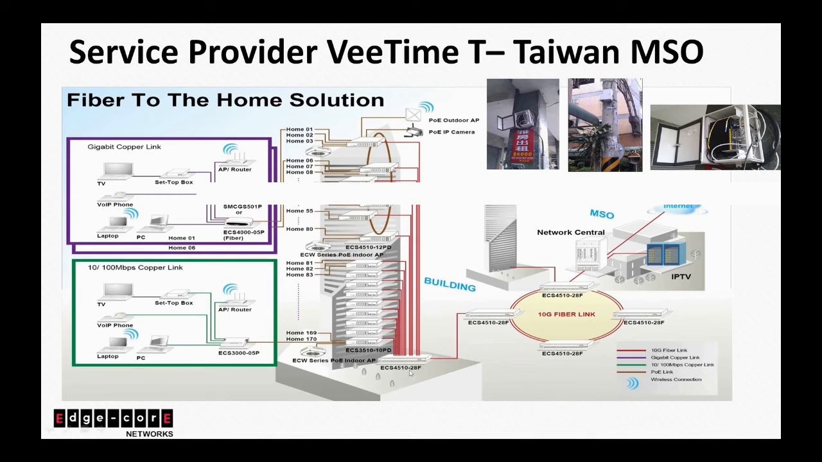The other advantage is that some of the places where they deploy our switch don't have power, like lamp posts or corridors. So they can deploy our access switch without a power supply.